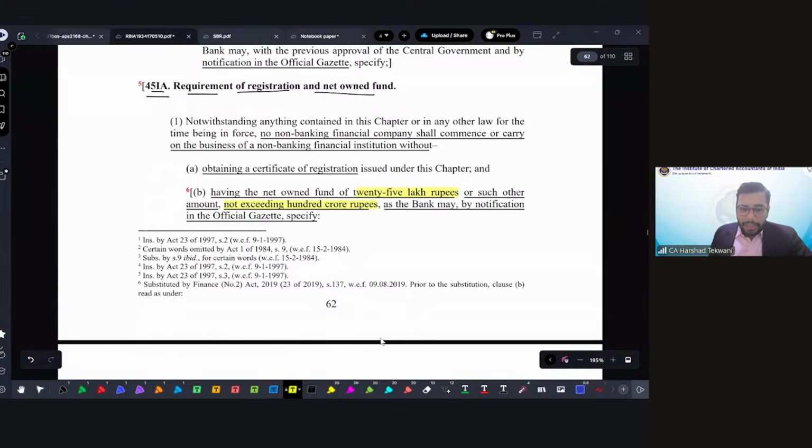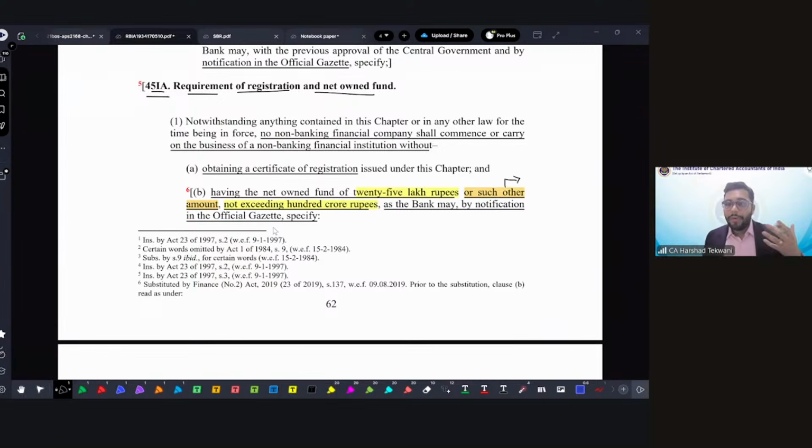Now, this part is very important: or such other amount as may be notified by the bank in the official gazette. This "or such other amount" is given under specific directions. So RBI issues directions from time to time for the NBFCs. In this case, this such other amount is specified in the scale based regulations.